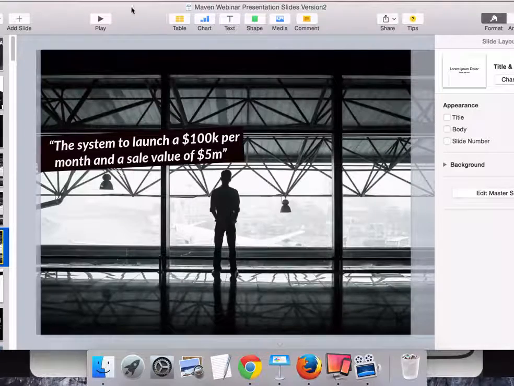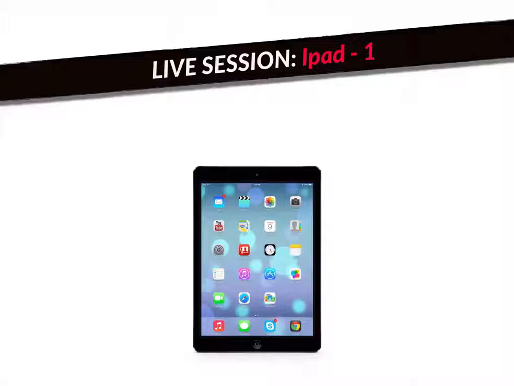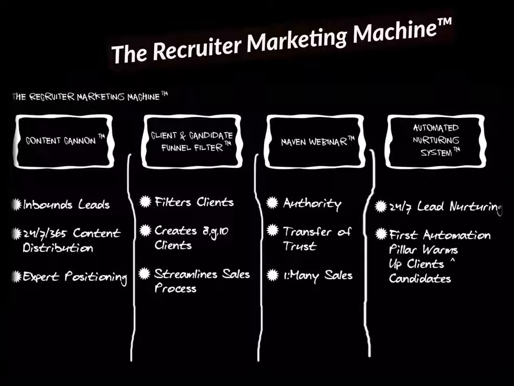So what we want to be looking at is really focusing on a process. Some of you might have seen what we do before, but essentially the recruiter marketing machine brings you clients and it brings you candidates. Today we're focusing on the third part of this. The first part, the content cannon, brings inbound leads. The second part filters out those who are high class candidates, and it filters out those clients who are actually 8, 9s and 10s, those who've got budget and those who trust you.